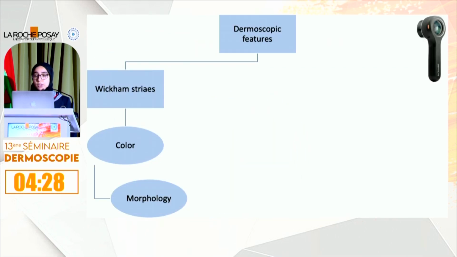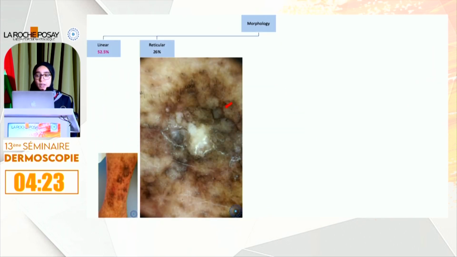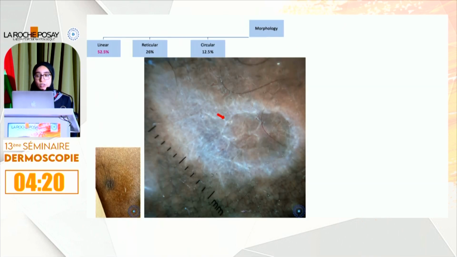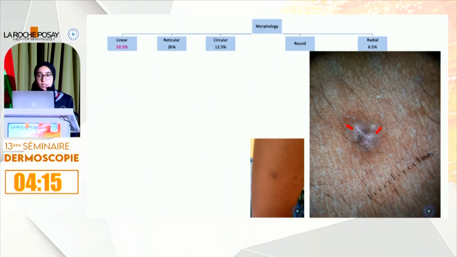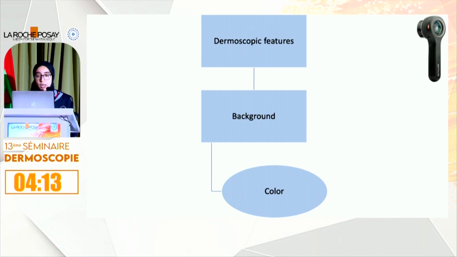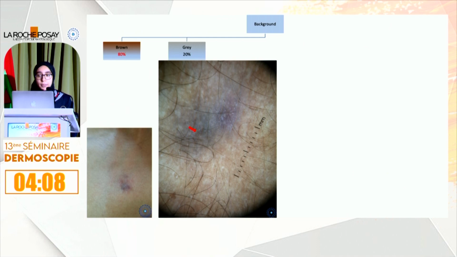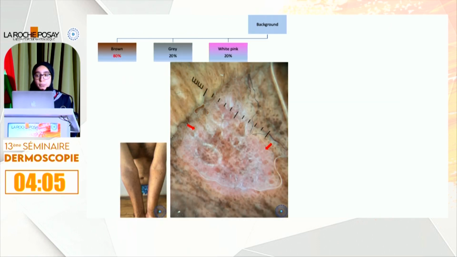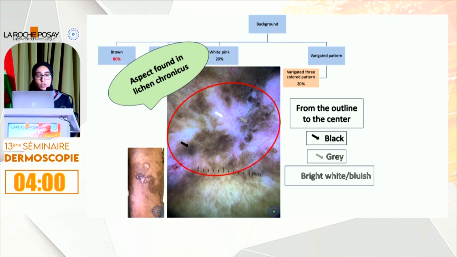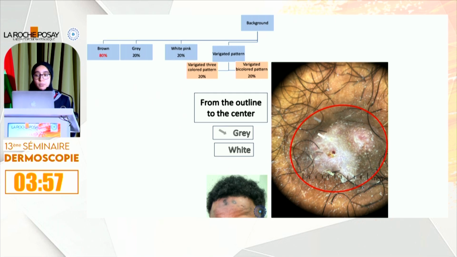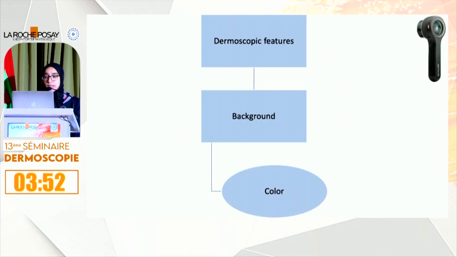Regarding the morphology, the linear streaming prevailed with 52%, trailing after is the reticular streaming, then the circular one, the black hole pattern, the simple round globular, and the radial streaming. For the background, the brown color surged ahead with an overwhelming 80%. Coming after is the gray color, the white pink, the variegated three-colored pattern, an aspect found in lichen chronicus, the variegated bicolored pattern, the pigmented homogeneous structureless areas, and the polychromatic structureless areas.